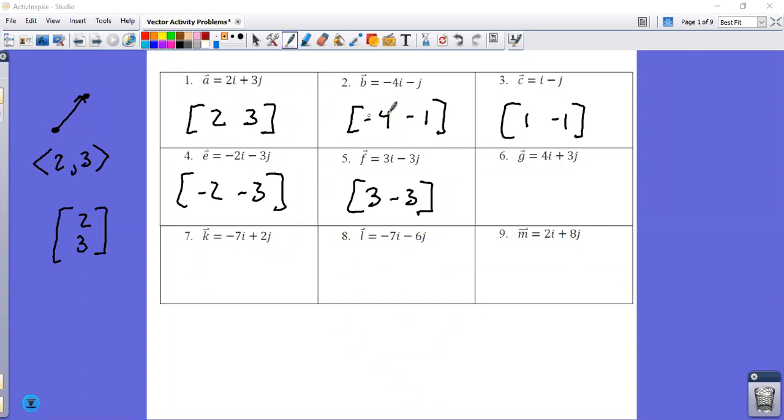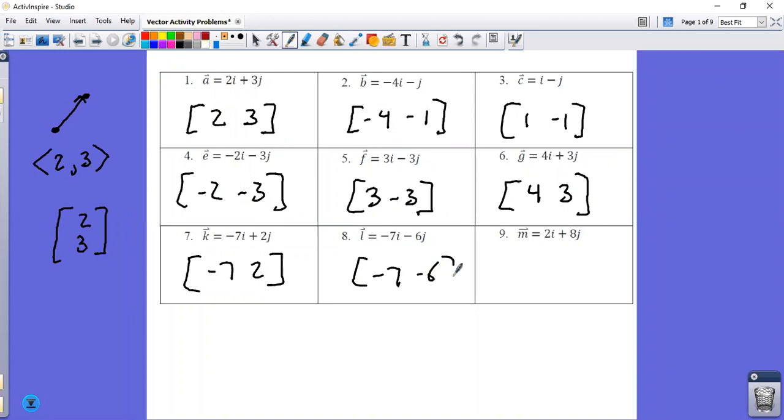So yeah, matrix form, you can see all these now in the recording that it's just the numbers. Make sure the negatives, no comma or anything like that. So 6 would be 4, 3. Who's got 7? -7 and 2. Yep. And 8. -7, -6. Perfect. And 9. I'll take it 2, 8.